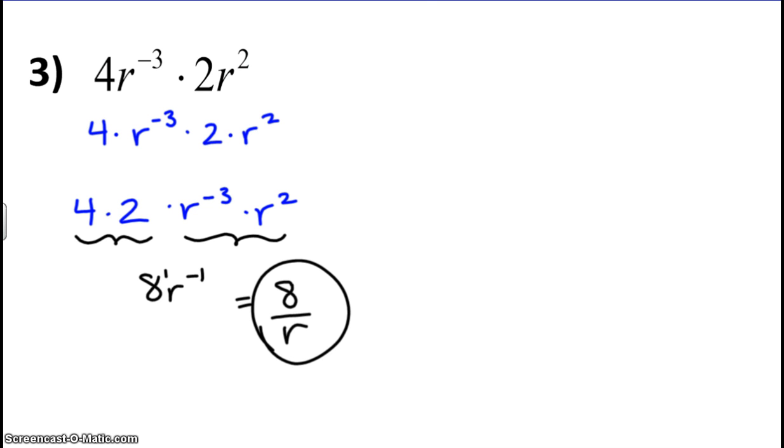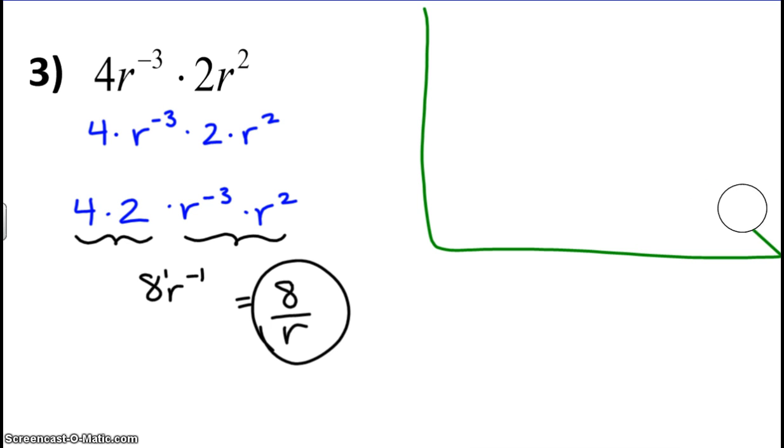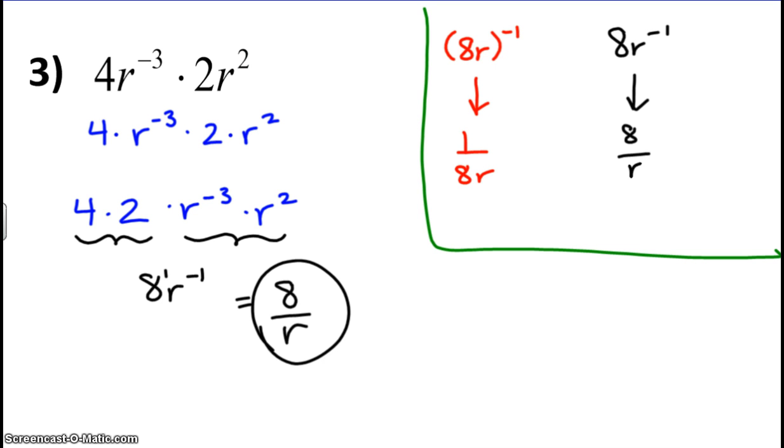Okay? Now, here's a side note to help you understand. If you got 1 over 8r, I want you to pay attention very closely. If this was the answer you got, it is incorrect, and let me show you why. If I were to have parentheses 8r to the negative 1, this negative 1 applies to everything inside of the parentheses, and this becomes 1 over 8r. In the problem that I had, it was 8r to the negative 1, where the negative 1 only applied to the r. So it's 8 over r.